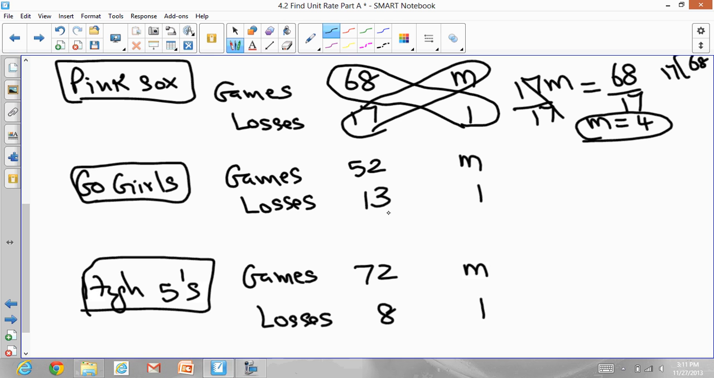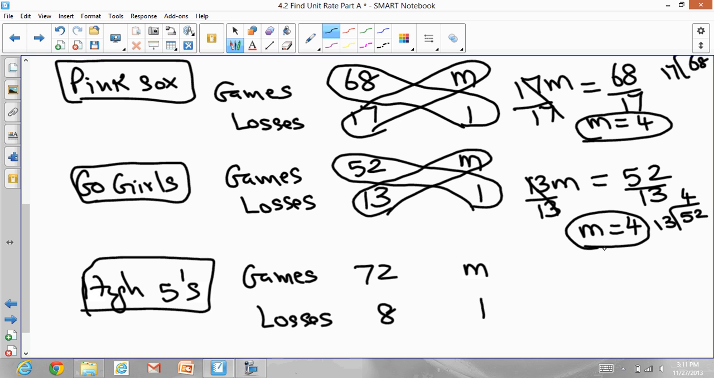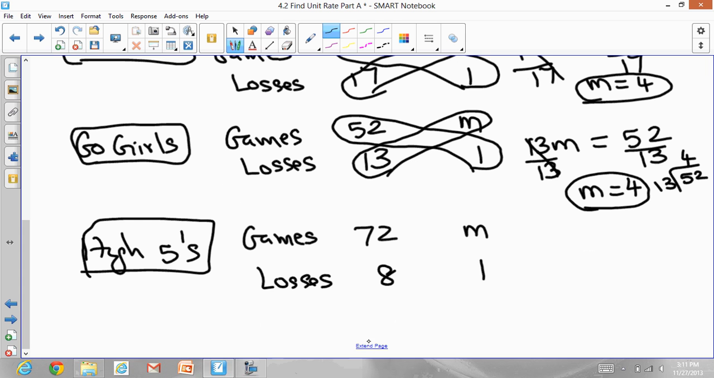Let's go for the Go Girls. Once again, do the same thing. 13 multiplies M, 52 multiplies 1 to give you 52, divide by 13, divide by 13, cancel, M is equal to 52 divided by 13 to get 4. So once again, for the Go Girls, 4 games won per loss. Let's go for the High Fives.